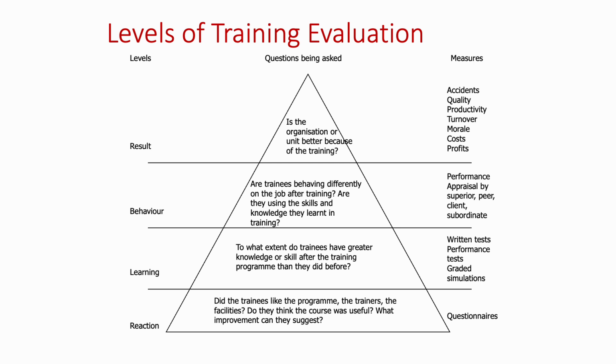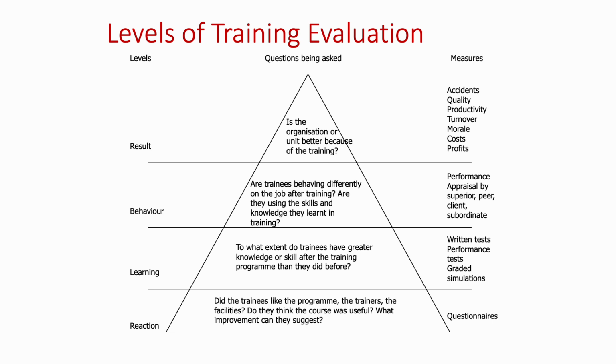Is the organization or unit better because of the training? Is it better? How to identify? Let's say accidents. Have the accidents reduced? Quality has been improved, productivity has been improved, turnover has been reduced, morale is high, cost is low, profits are high, right? So these are the basic measures which talk about the success of the organization in general.